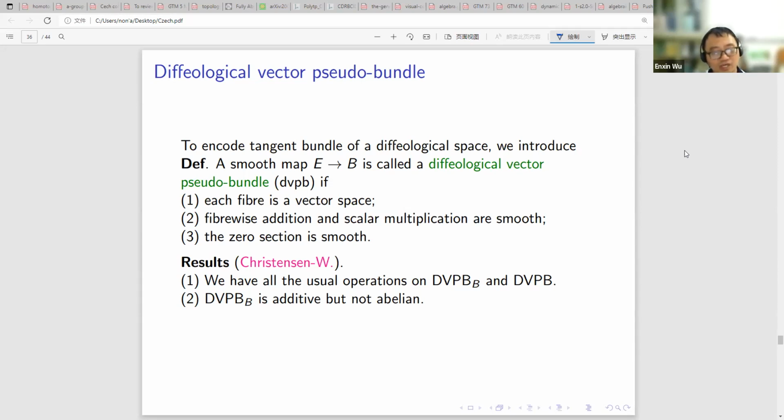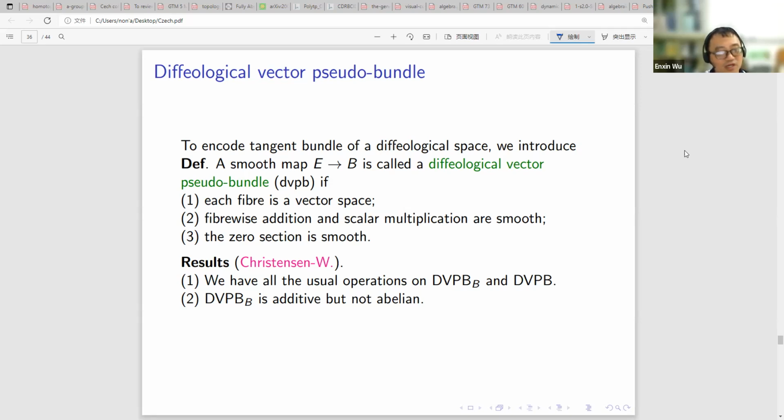So the usual operations, as you can imagine, for example, the direct sum or Whitney sum, the tensor product, the exterior product, the symmetric product, and, for example, the Hom bundle. What else? The dual bundle, for example, and so on. And the pullback, for example, the restriction of the bundle. All the usual operations you can generalize to these diffeological bundles, diffeological vector pseudo bundles.